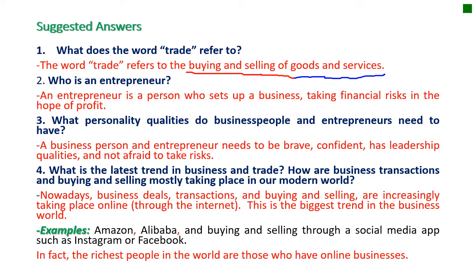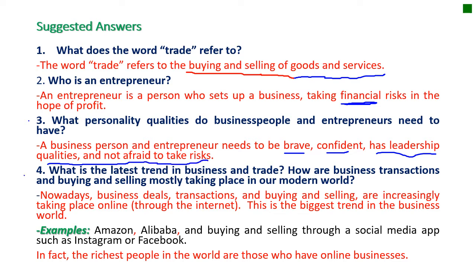Number 2, who is an entrepreneur? An entrepreneur is a person who sets up a business taking financial risks, financial related to money, in the hope of making profit. Number 3, what personality qualities do business people and entrepreneurs need to have? A business person and an entrepreneur needs to be brave, confident, has leadership qualities, and not afraid to take risks.